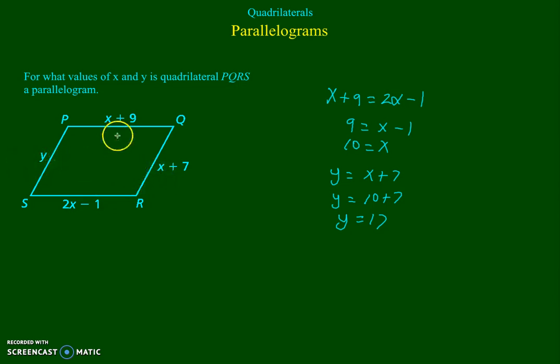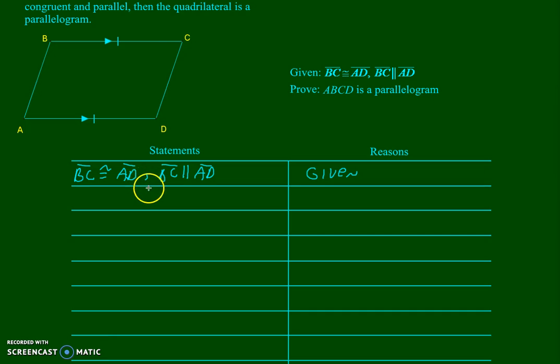These two have to be congruent. These two have to be congruent. Let's move on to the next property. This proof should be a little more standard than the last one.